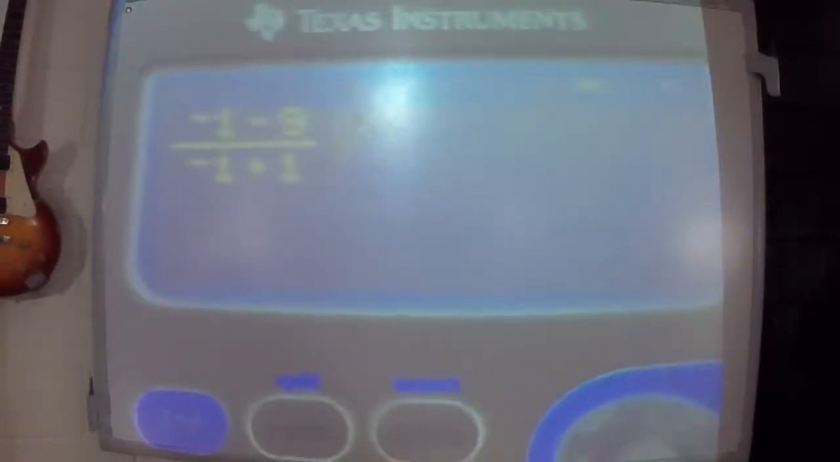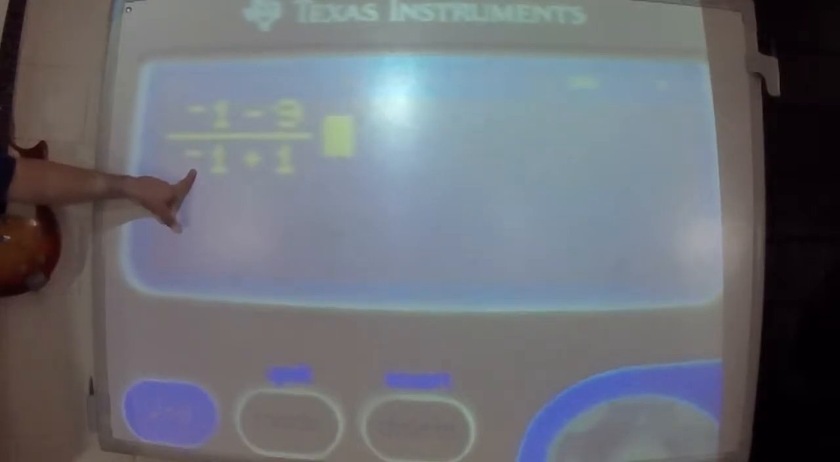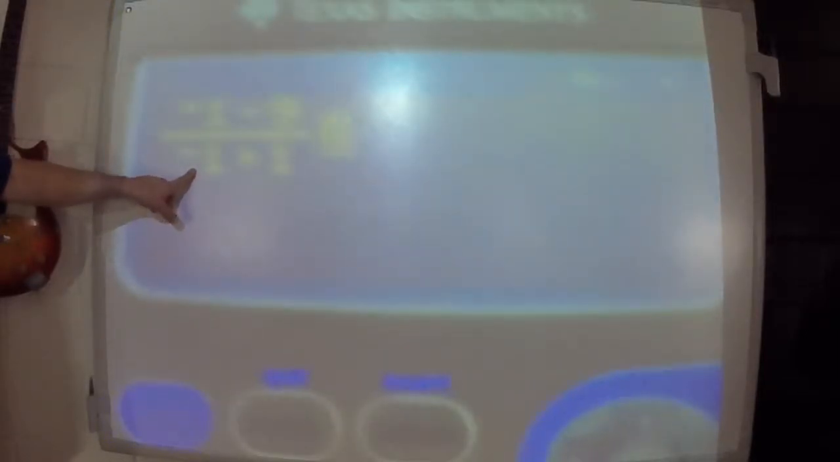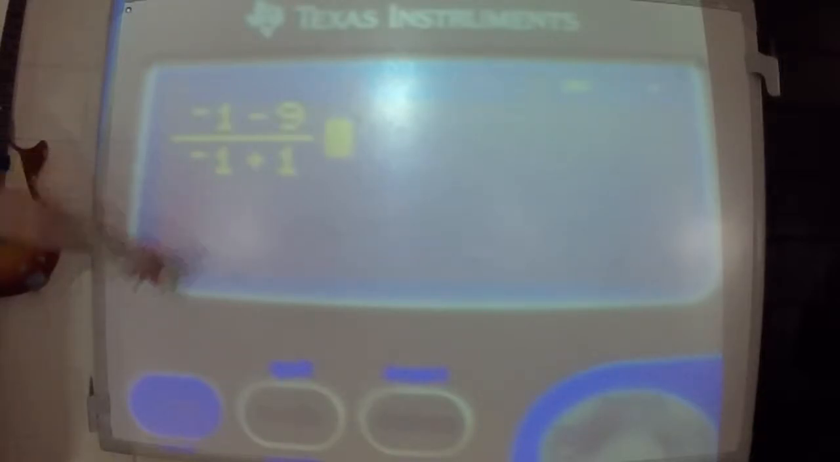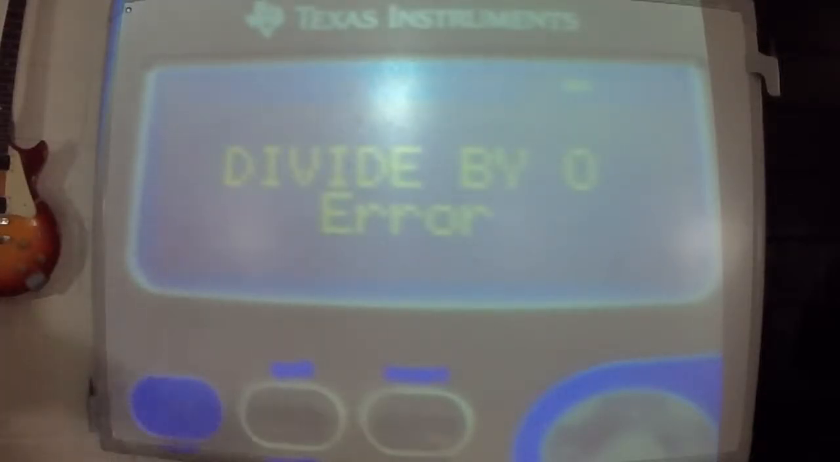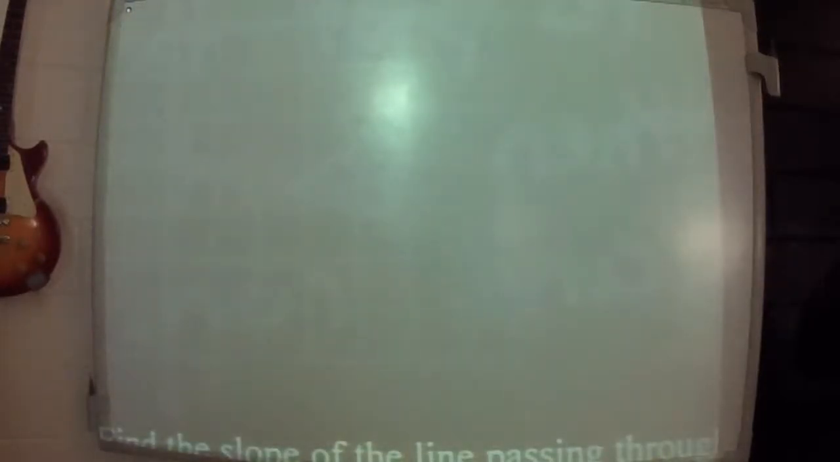Any clue why the calculator would say error? I'm trying to divide by 0. Yeah. Look what happens in the denominator. What's -1 plus 1? 0. Are you allowed to have zeros on bottoms of fractions? No. So divide by 0, error. What do you think this is going to be? Undefined. Divide by 0, error is undefined.